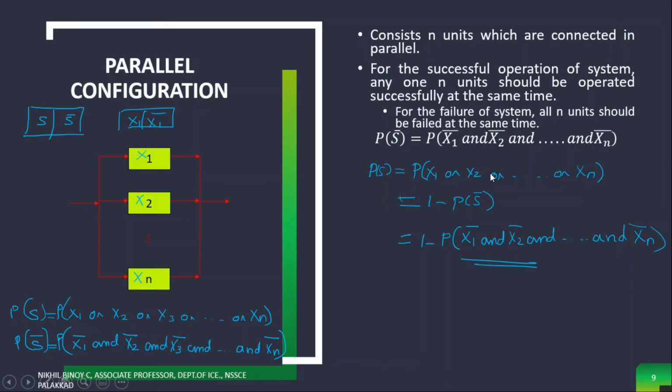Is it okay? So please note down these three equations. P of S bar is equal to P of x1 bar and x2 bar and so on, and xn bar. Then note down this survival equation: P of S is equal to P of x1 or x2 or so on, or xn. That is also equal to 1 minus P of x1 bar and x2 bar and so on, and xn bar. So please note down these three equations.